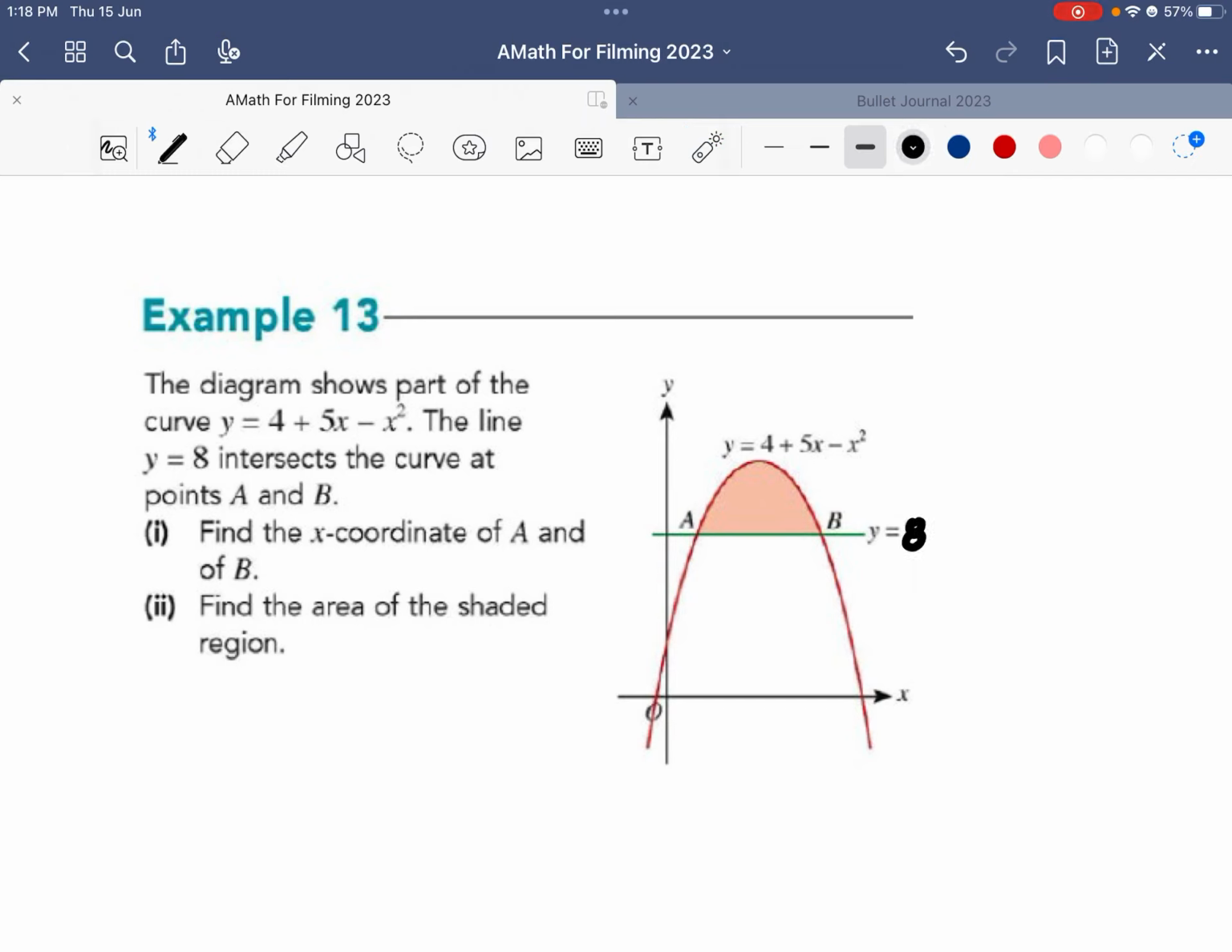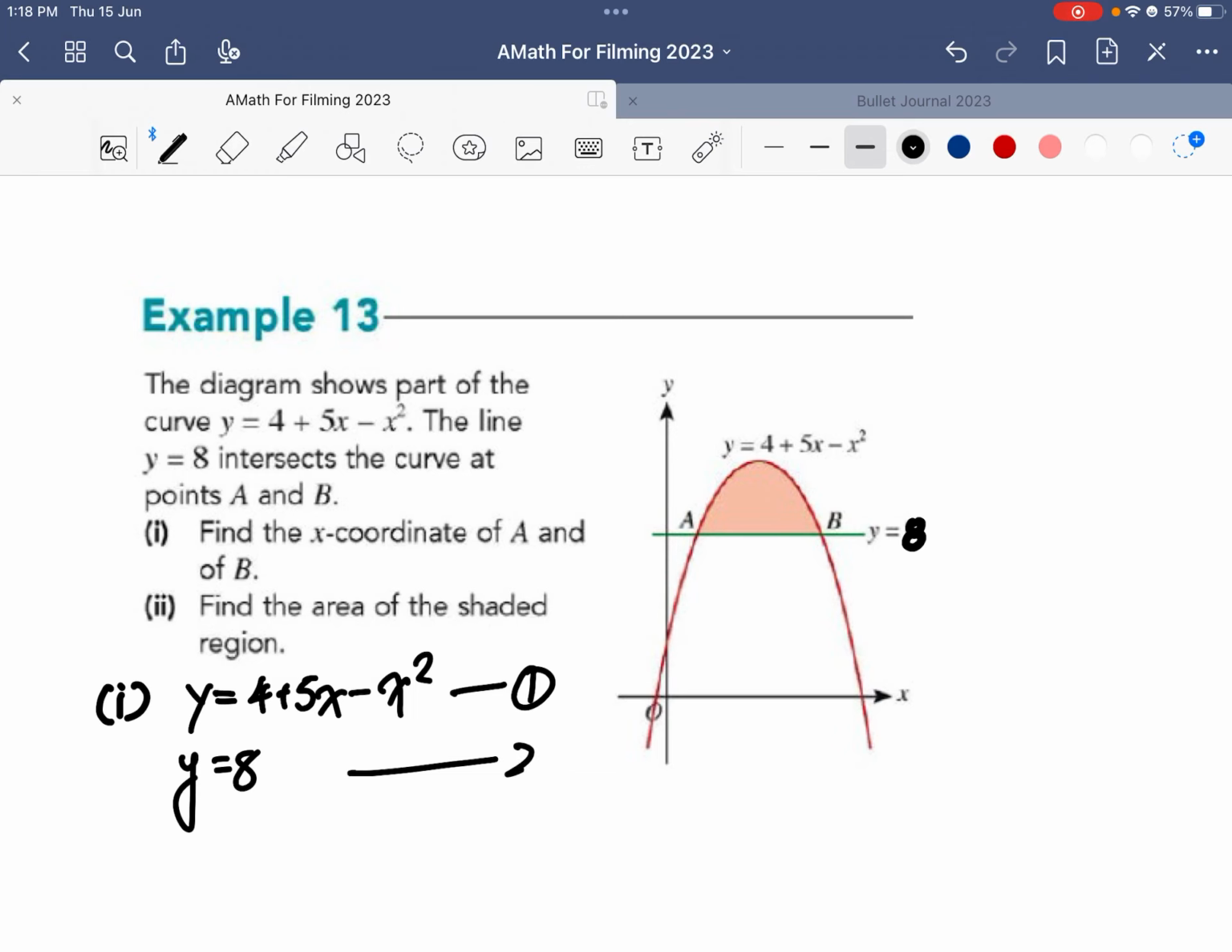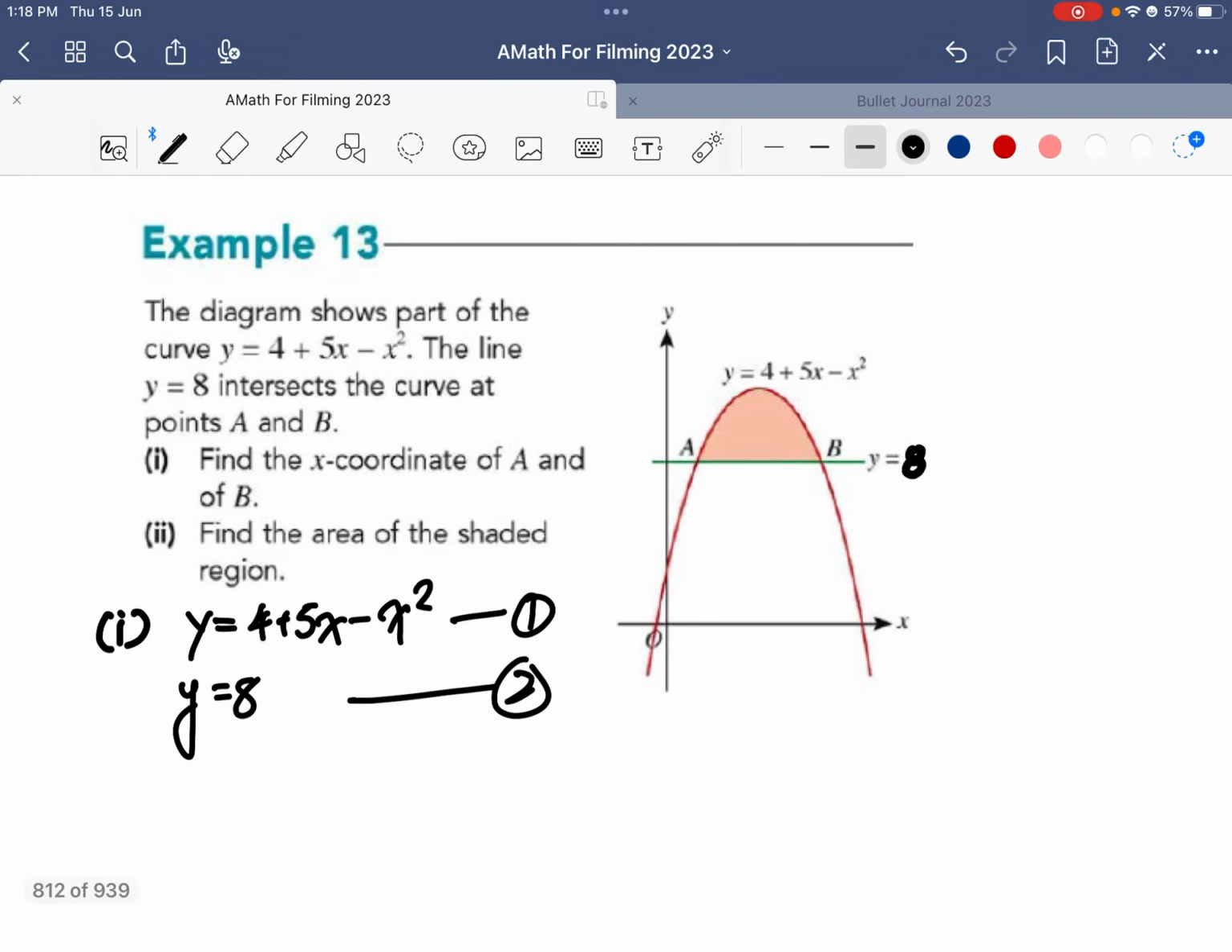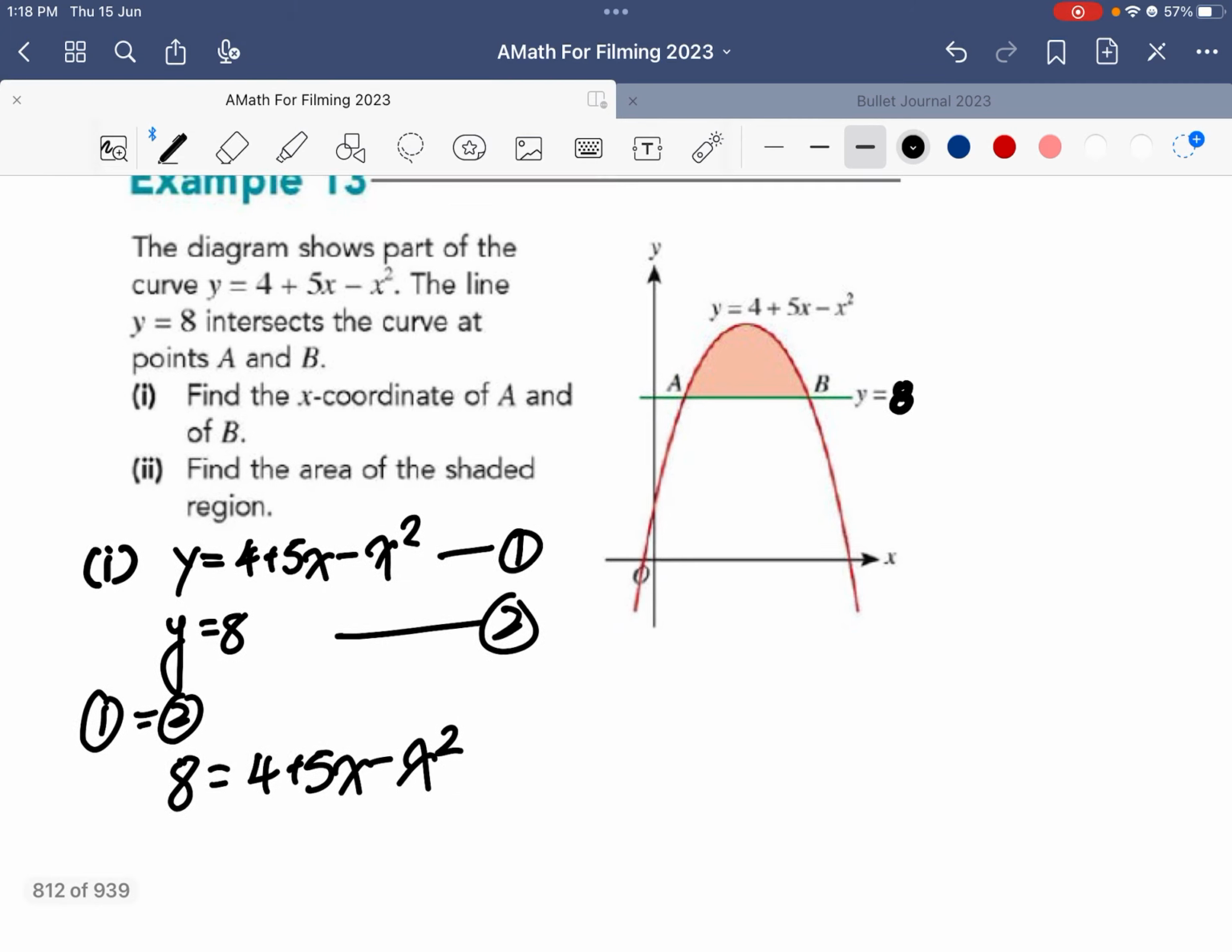Okay, so now what we're going to do here is this. First and foremost, I need to find the x-coordinates of A and B itself. So now I will solve simultaneously: y equals 4 plus 5x minus x squared, and y equals 8. I can take equation 1 and equation 2. This will help me to find the x-coordinates of A and B. So I'll just take equation 1 equals equation 2: 8 equals 4 plus 5x minus x squared.